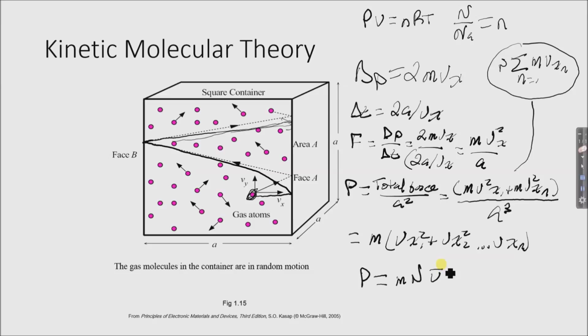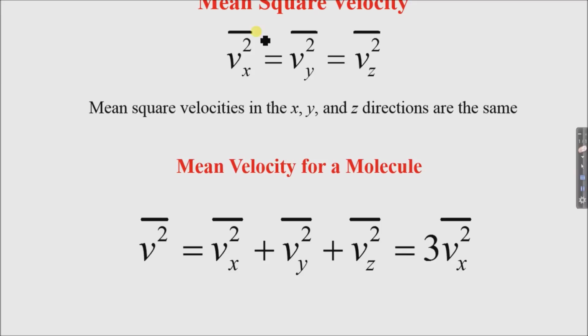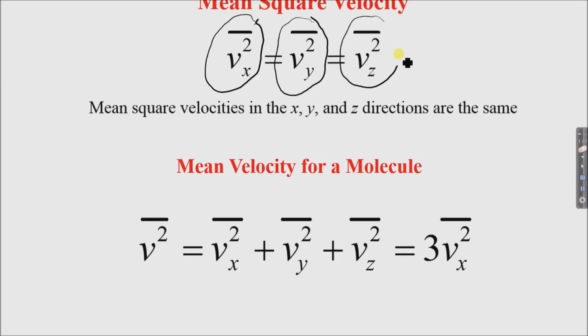And so the book uses this notation with the bar to describe the mean velocity in the x direction over the volume. Okay, so now we're talking about just the x direction. So it turns out that the mean squared velocity in the x direction is equal to the mean squared velocity in the y direction, which is equal to the mean squared velocity in the z direction.